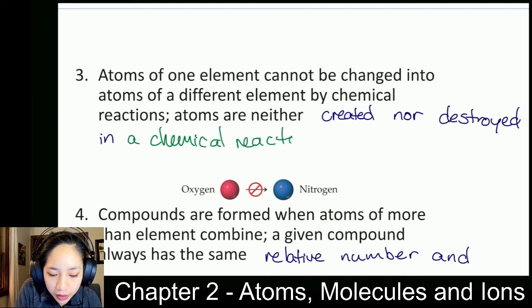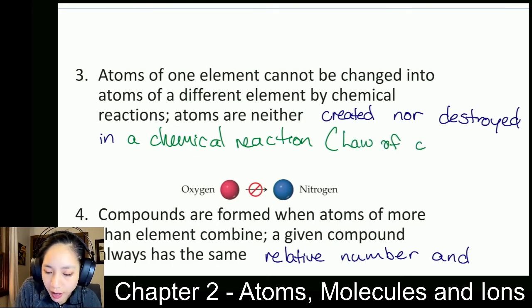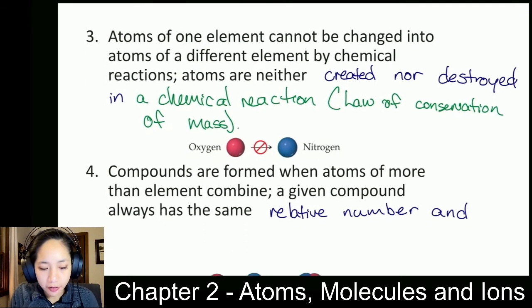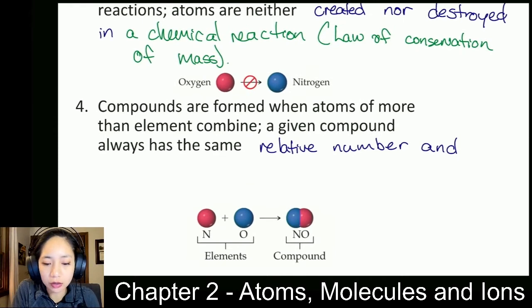Really, this is the law of conservation of mass that we've talked about in the previous chapter. Great. So oxygen cannot turn into nitrogen. We can't take lead and turn it into gold, unfortunately. And that was the basis of alchemy.